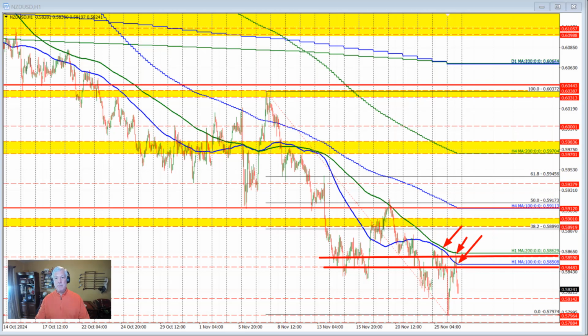So if the price is going to go higher, we need to get above both the high and the 200-hour moving average. If we do that, then we start to look toward the 38.2% retracement of this November move to the downside as the next key target at 0.5889. Then we'll probably look toward the 100 bar moving average, 50% retracement.